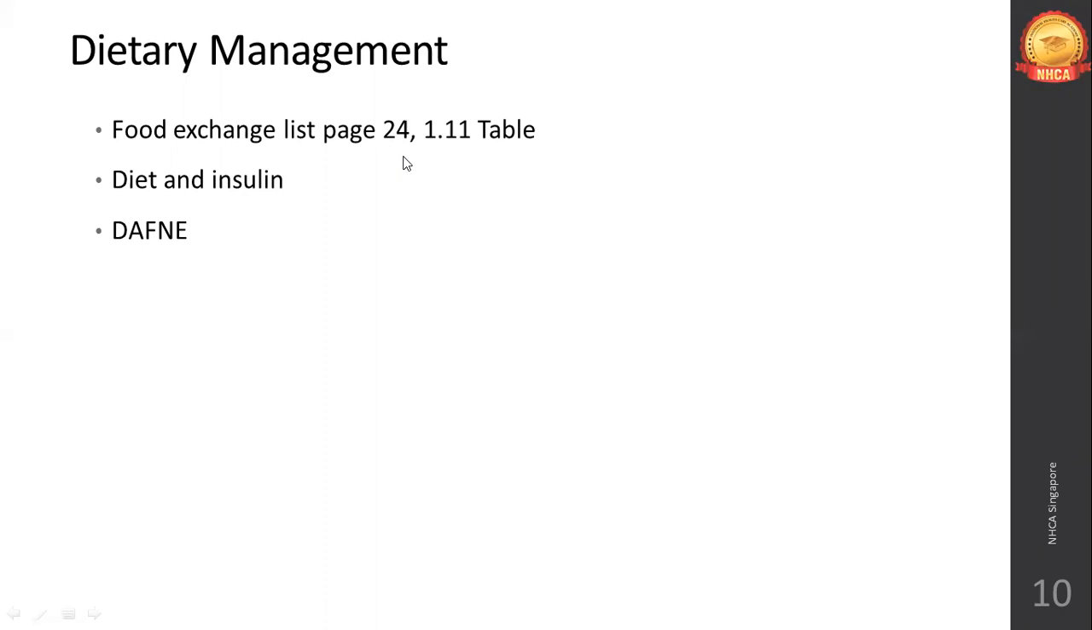The main purpose of the food exchange list is that portion size can be slightly different, but you can be sure that caloric value, protein, fat, and carbohydrates are more or less very similar across these different recipes. So that is the use of the food exchange list, and you can also maintain body weight while having a variety of food.